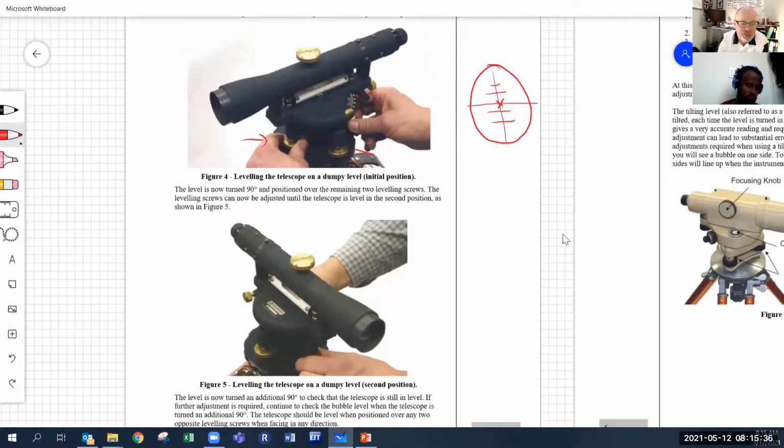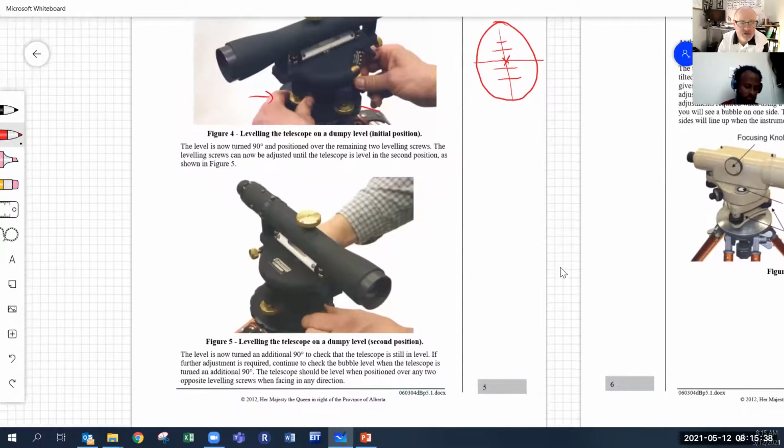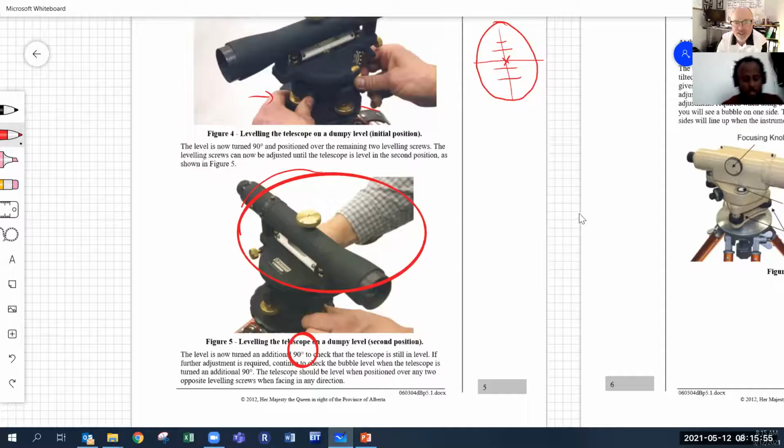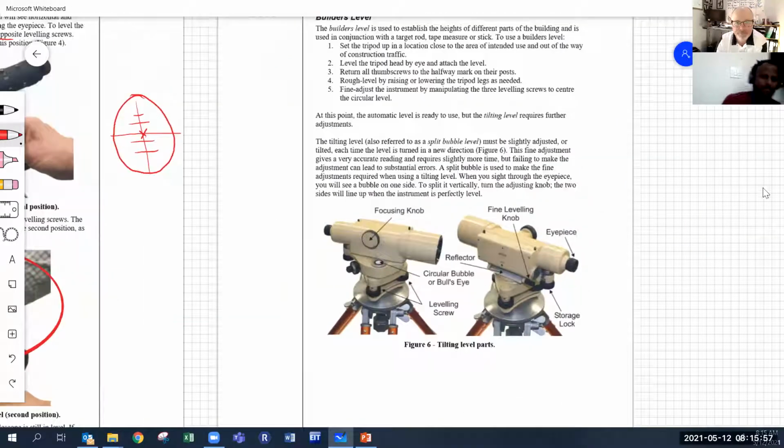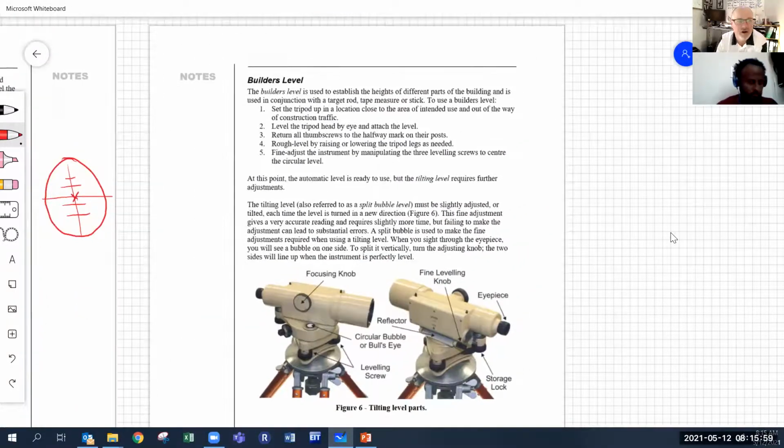And then you position it over the other leveling screws. You turn the top until you're back over the other leveling screws, and you check it to make sure you're still level at a 90-degree turn. We just want to make sure it's level all the way around that 360 degrees. Any questions so far?